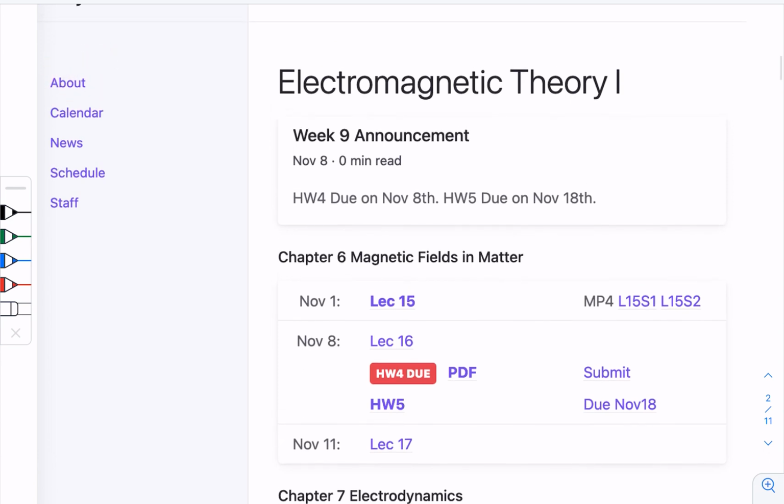And if you click on News, it will take you to a collection of news including the announcements here. And the schedule is simply the weekly time schedule for the course. It will tell you when TAs are available for discussions. And the staff page simply tells you how to contact me or the TAs.